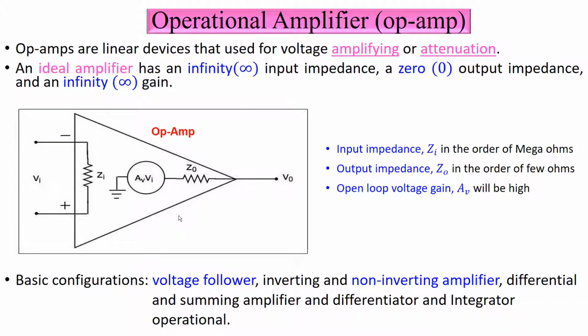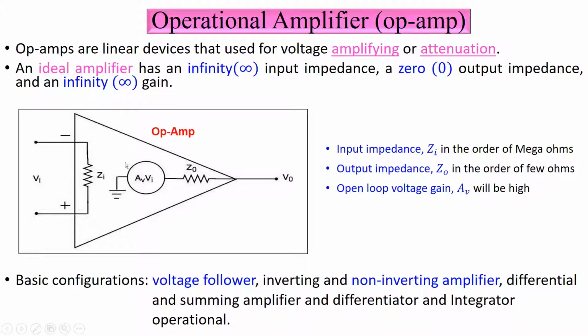And what is the op-amp? An op-amp is a device that is used to amplify and attenuate. Attenuate means you can de-amplify. That means if you put in 1 volt, you can amplify it to 10 volts, for example. If you put in 10 volts, you can de-amplify it to 1 volt. It depends on your application. And the ideal amplifier has an infinite input impedance, Zi, and the output impedance is equal to 0 ohm.